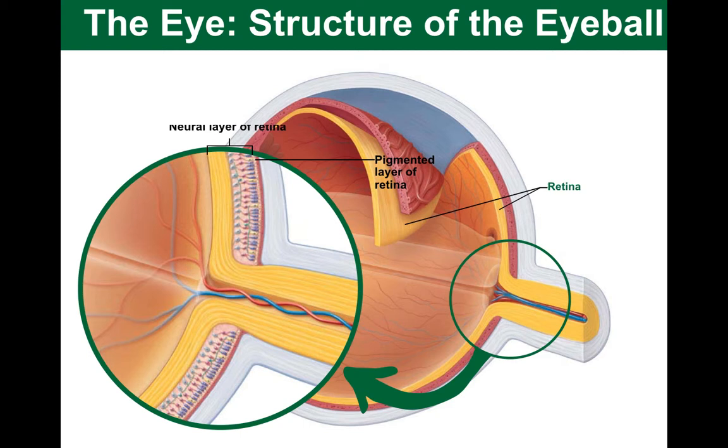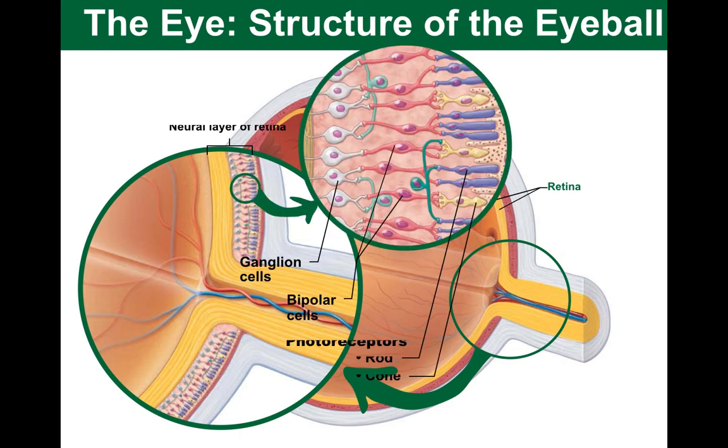The neural layer instead is the business end, if you wish. This is composed of three types of neurons. Photoreceptors, which pass the messages to bipolar cells, which then allow messages to travel further to the ganglion cells. And it is the ganglion cells that exit the eye as the optic nerve.